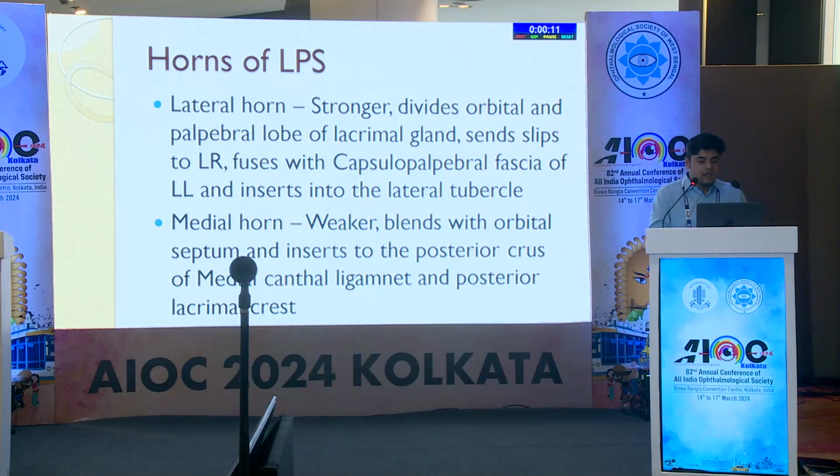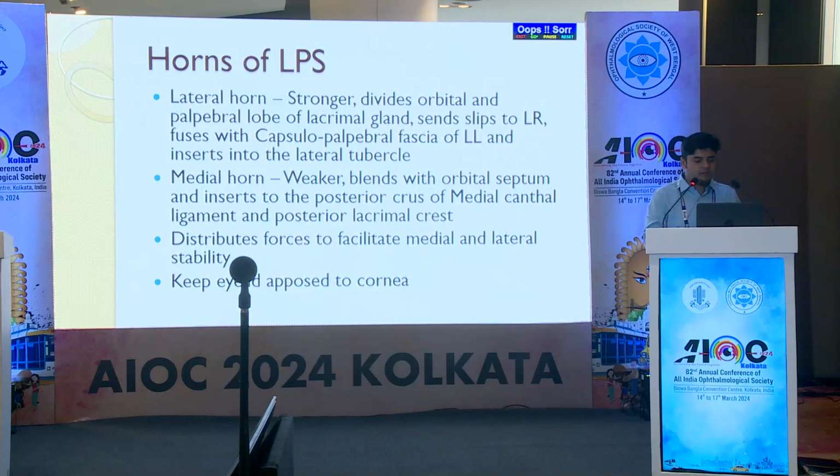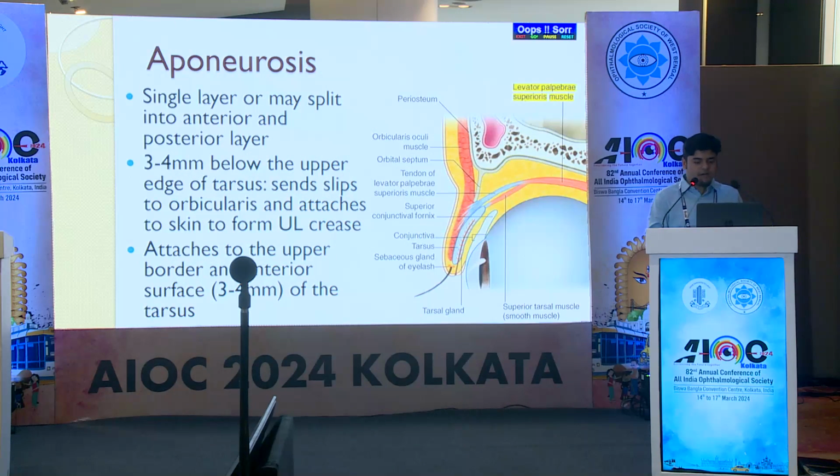Now, there are two horns of the levator, the lateral horn and the medial horn. The lateral horn is stronger and it divides the lacrimal gland into the orbital and the palpebral lobe, then slips to the lateral rectus and fuses with the capsulopalpebral fascia of the lower lid and inserts into the lateral tubercle. And the medial horn is weaker and it blends with the orbital septum and inserts to the medial canthal ligament and posterior lacrimal crest. This distributes the forces to the medial and lateral component and causes stability of the upper eyelid and keeps the eyelid opposed to the cornea.